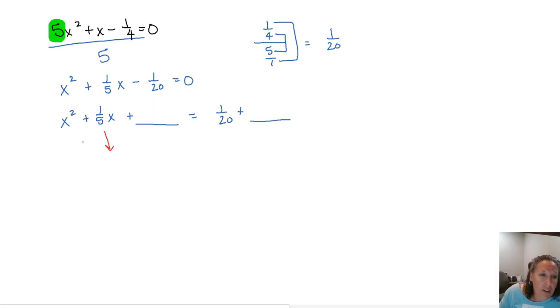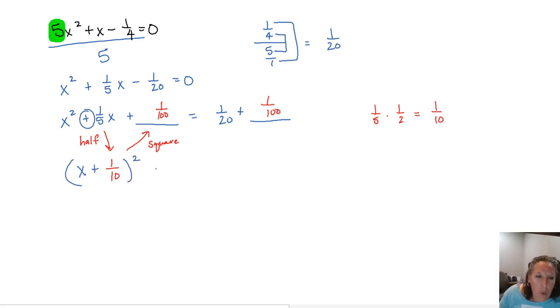All right, we're going to take our 1/5 and we're going to take half of it. Well, taking half of it is the same thing as multiplying by 1/2. So 1/5 times 1/2 gives us 1/10. And then when we square that, we get 1 over 100. 1 squared is 1, 10 squared is 100. So this is going to factor to x plus, same sign that we have here, 1/10 quantity squared.